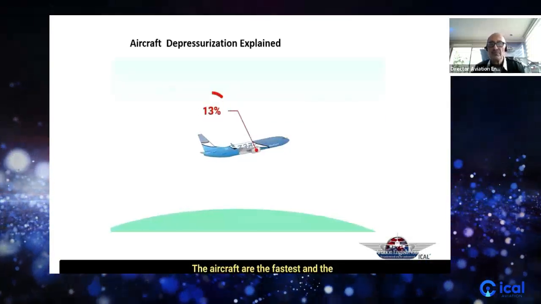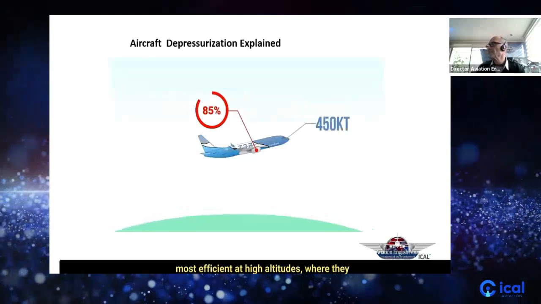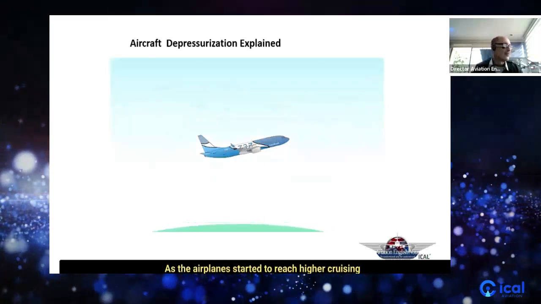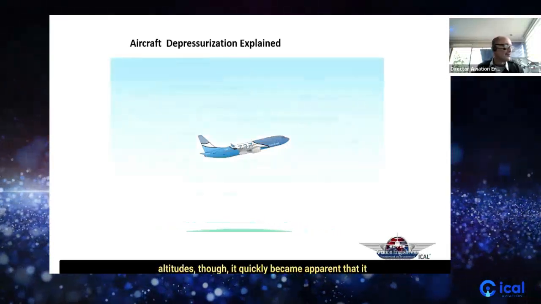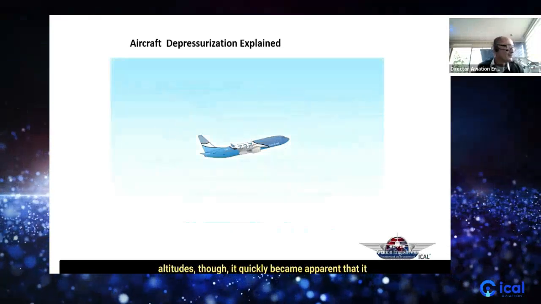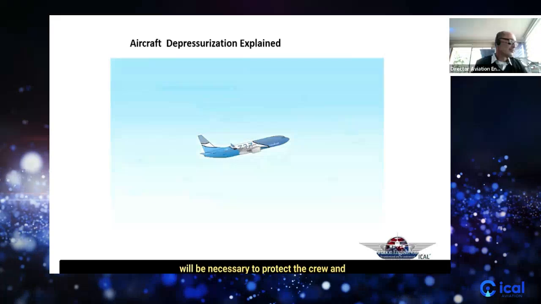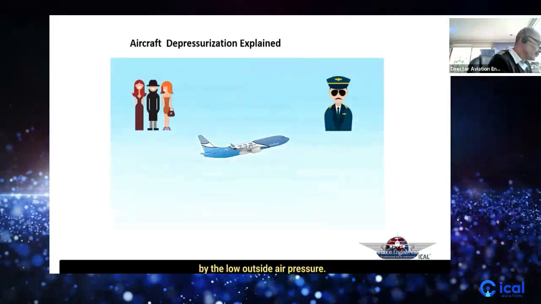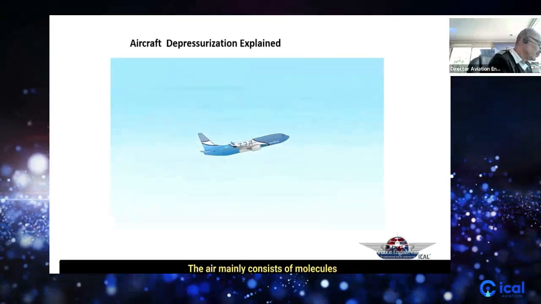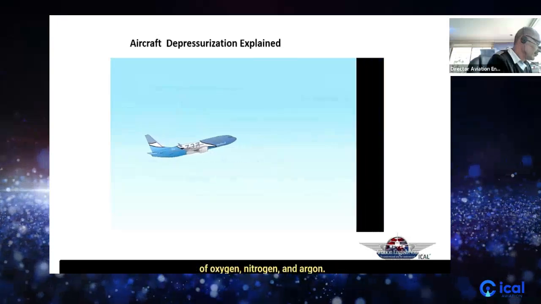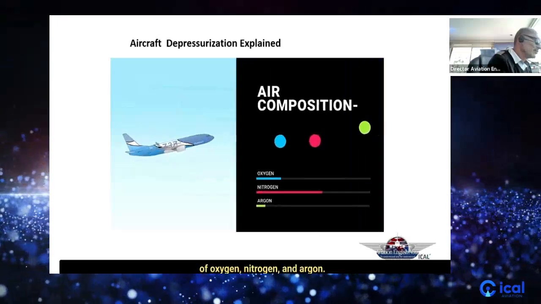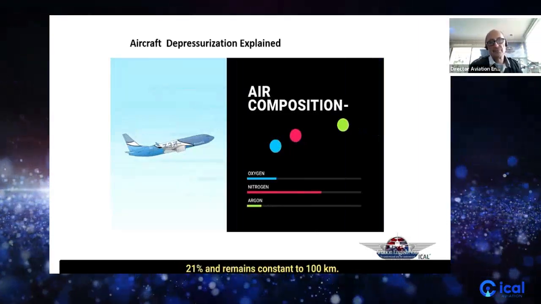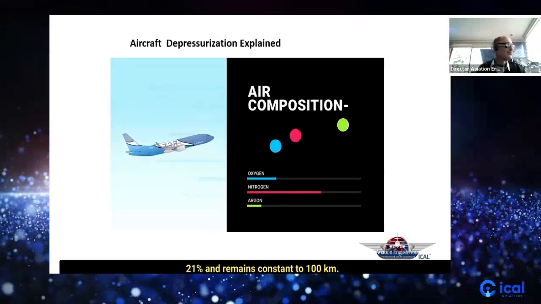The jet aircraft are the fastest and the most efficient at high altitudes, where they can benefit from lower air resistance. As the airplanes started to reach higher cruising altitudes though, it quickly became apparent that it will be necessary to protect the crew and passengers from the number of physiological problems caused by the low outside air pressure. The air mainly consists of molecules of oxygen, nitrogen and argon. The concentration of oxygen in the air is around 21% and remains constant to 100 kilometers.